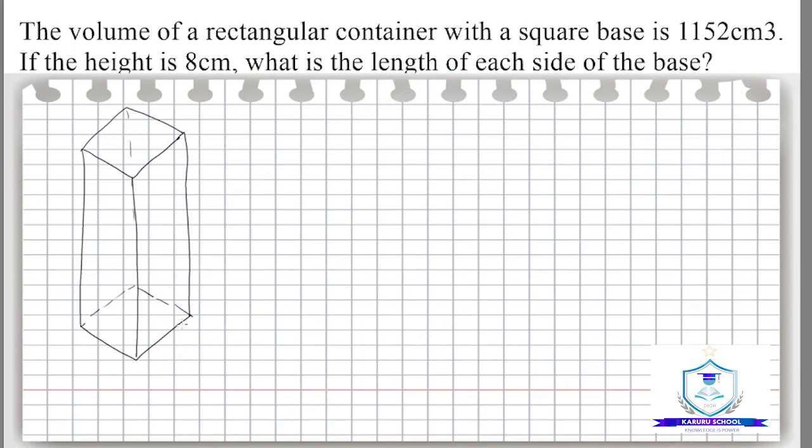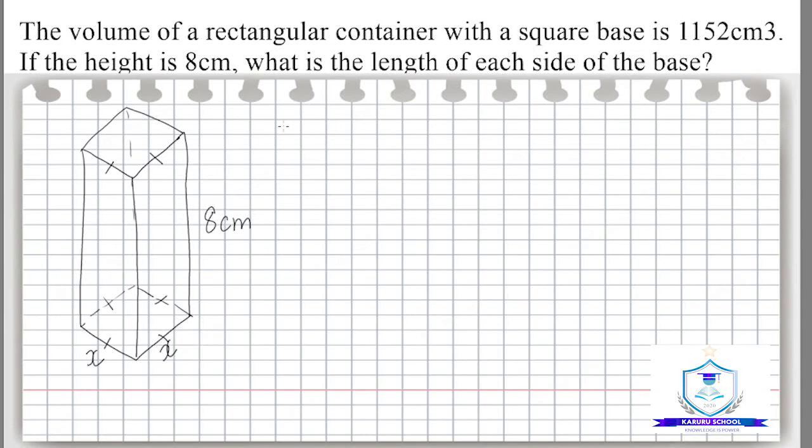So this container, we do not know the dimensions of the square base. So our length here, we can assign it a variable called x, which should also be the same as the width of the rectangular container. So we have x as the width, and notice that this length and this length is equal. So the width and the length are equal. However, we have been given the dimensions of the height, which is 8 centimeters.